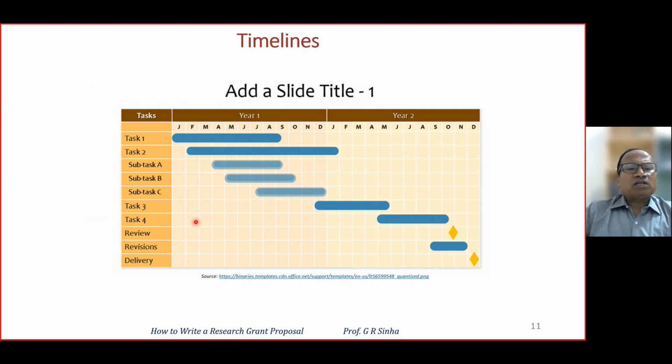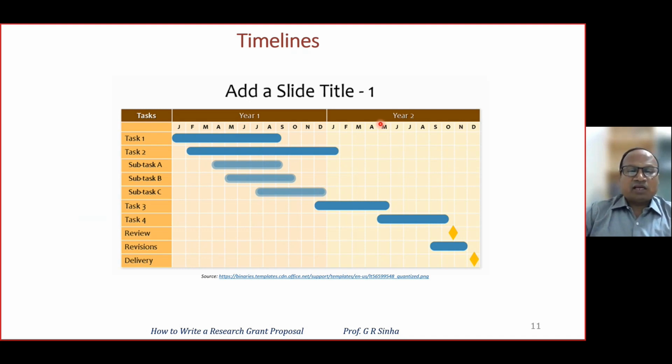Timelines, of course: what are the tasks involved, what are the subtasks under a particular task, how much time a particular task will take. So if you are proposing your research for 2 years or 3 years, you have to clearly describe, from one quarter to the second quarter or in the first 3 months or 6 months, what is your plan of action, what kind of tasks you are going to perform.